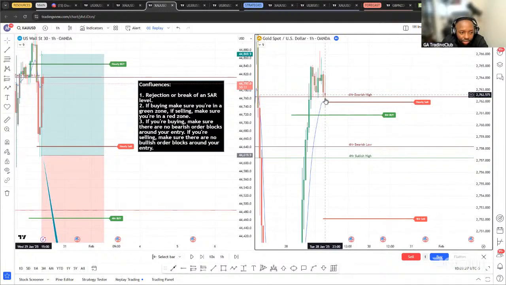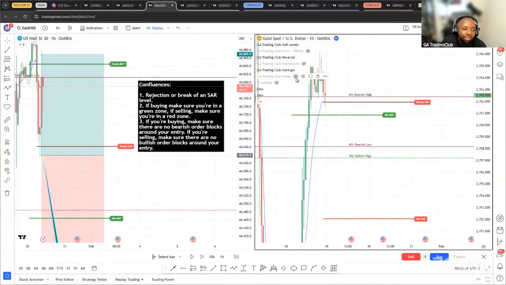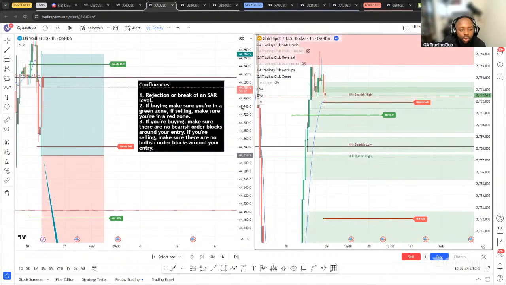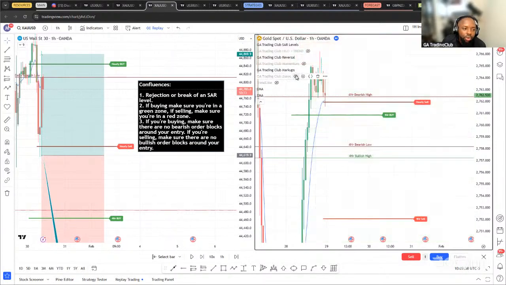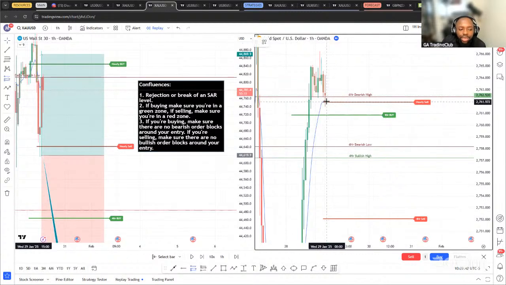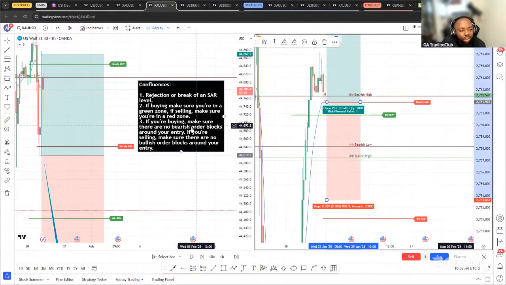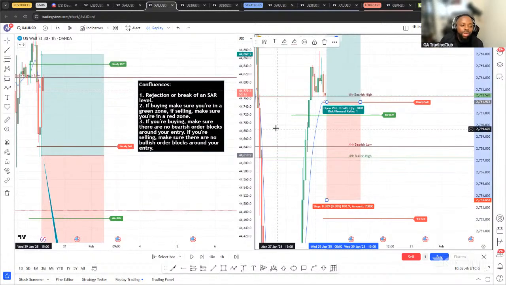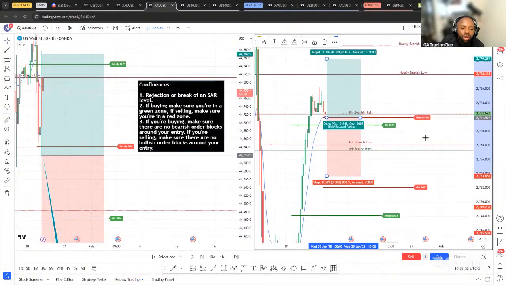So we have a rejection off of this SAR level. Let's see what level zone we are in. We're in a green zone. Okay, so it satisfies confluences number 1 and 2. Perfect. Does it satisfy confluence number 3? No, it does not, because remember, confluence number 3 is: if you're buying, make sure that there are no bearish order blocks around your entry, and if you're selling, make sure that there are no bullish order blocks around your entry.